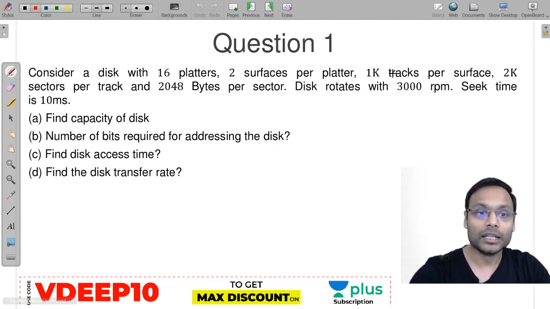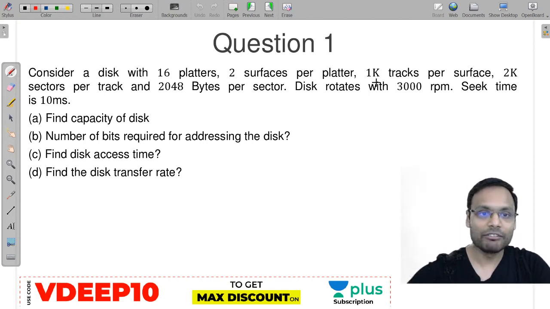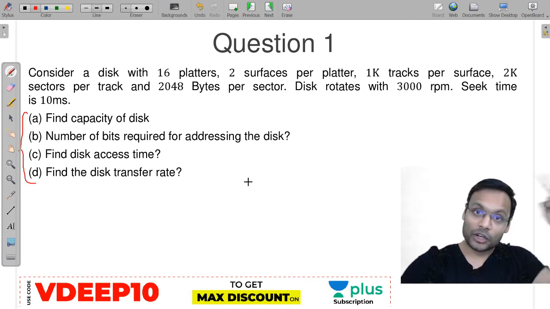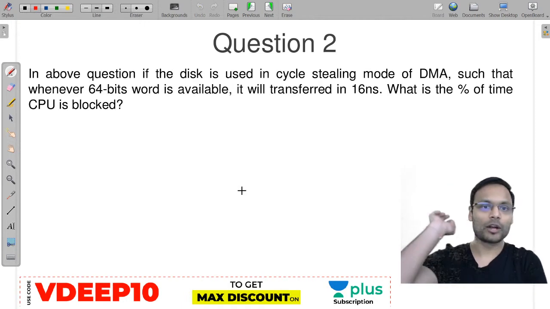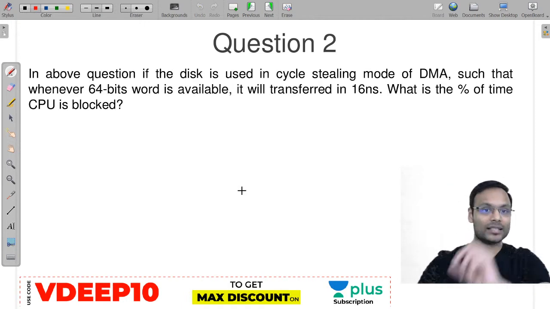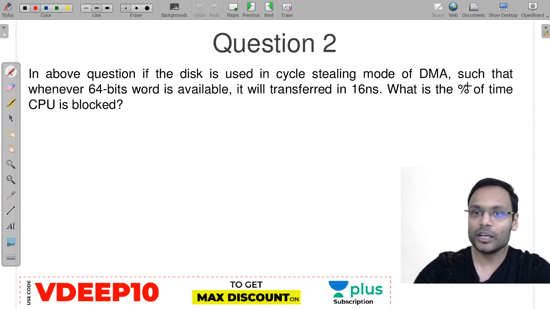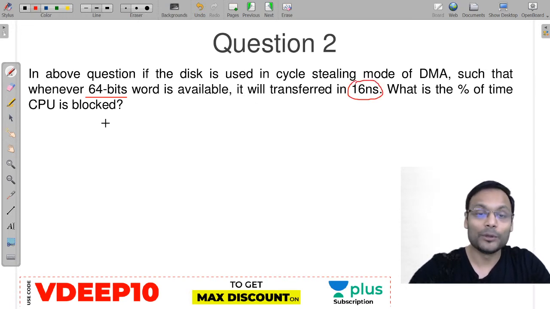Very good. Now, this particular question we solved yesterday. Already this question is there in your pre-recorded session in the last class. Now, based on this question, we are going to solve another question. Look at this. In the above question, if the disc is used in cycle stealing mode of DMA, such that whenever a 64-bit word is available, it is transferred in 16 nanoseconds. What is the percentage of time the CPU is blocked?